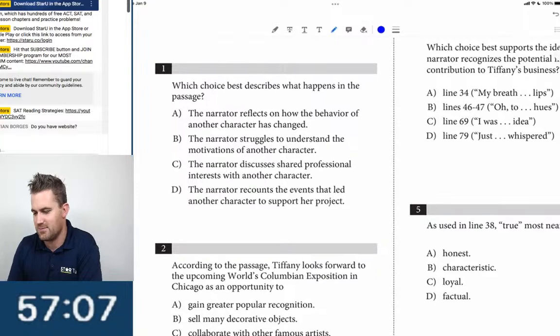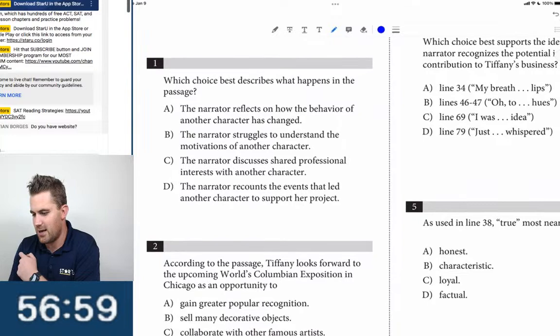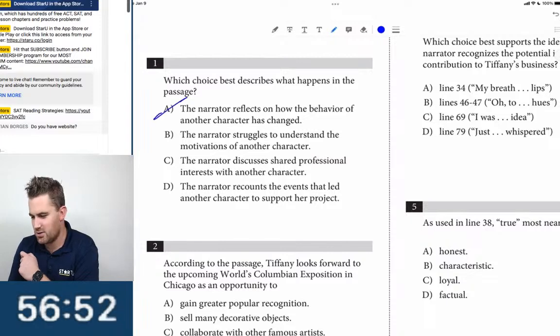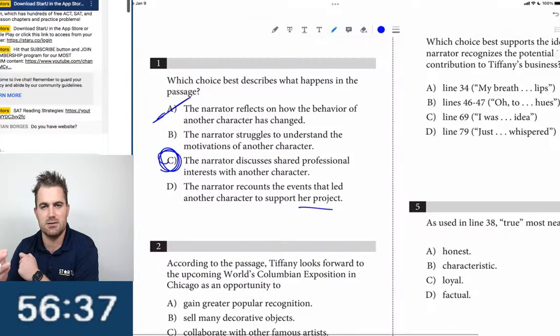Okay, so let's go into these. If you guys have any questions while we go, don't hesitate to post those in the chat. It says, which choice best describes what happens in the passage? A, the narrator reflects on how the behavior of another character has changed? No. B, the narrator struggles to understand the motivations of another character? I don't think so. It's definitely not A. C, the narrator describes a shared professional interest with another character. Probably. D, the narrator recounts the events that led another character to support a project. No, it's not her project, right? I think this is C, because it ends up being Tiffany, the famous Tiffany.